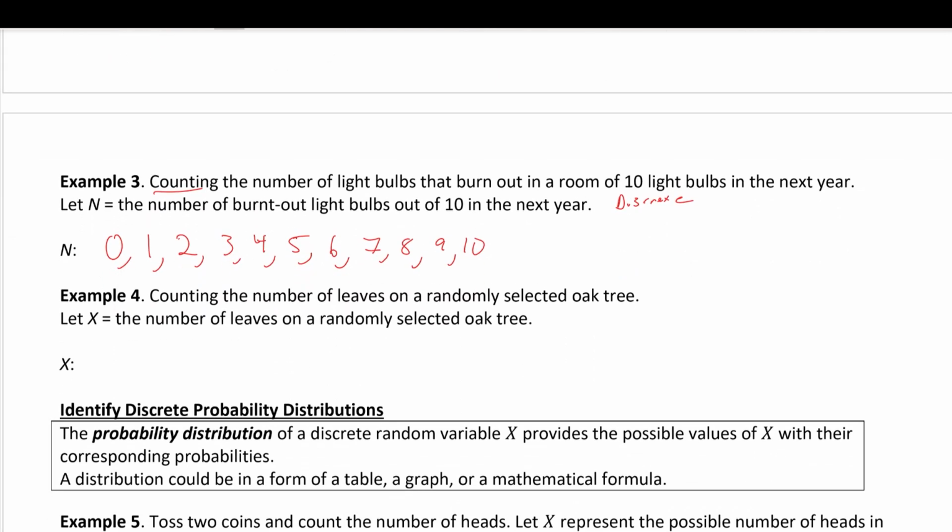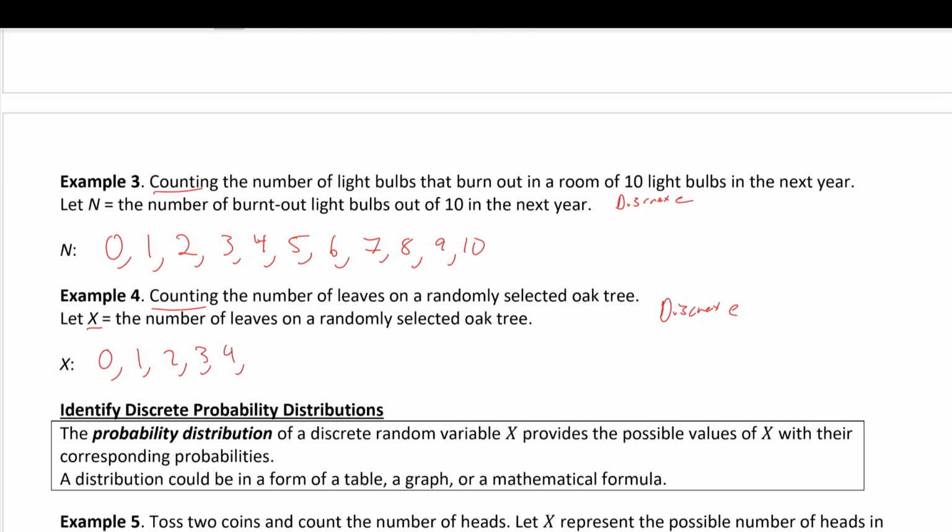Example 4, counting the number of leaves on a randomly selected oak tree. Again, we're counting, so discrete. Let x be the number of leaves on a randomly selected oak tree. So x represents the number of leaves. Well, you can find an oak tree that has no leaves, right? You can find an oak tree that has 1, 2, 3, 4.